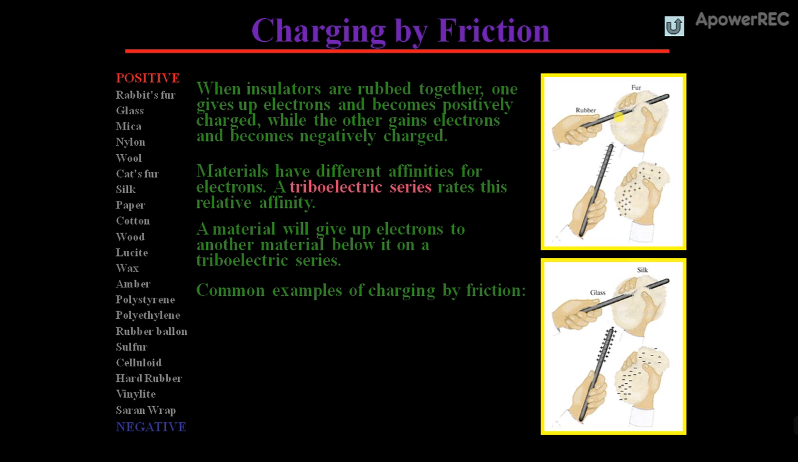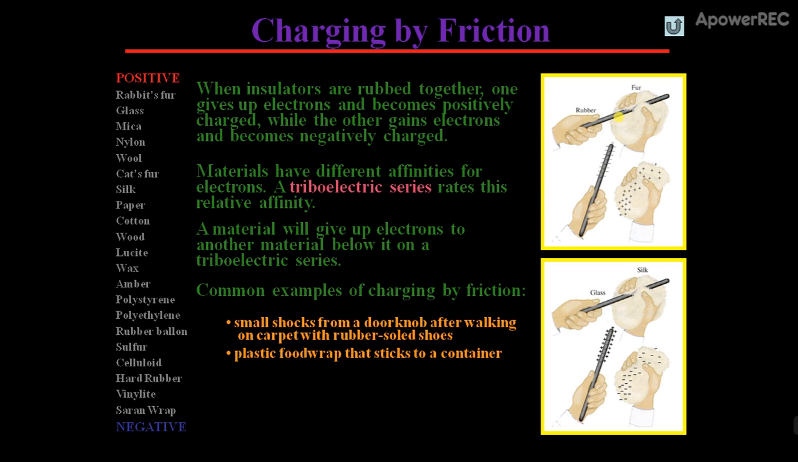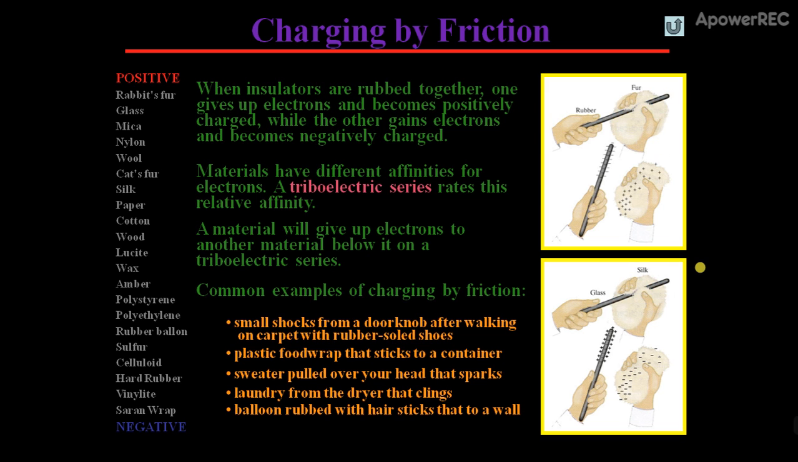Common examples of charging by friction: small shocks from a doorknob after walking on a carpet with rubber sole shoes, and plastic food wrap sticking to a container. When a sweater is pulled over your head, the sparks that come are an example of friction. Laundry from the dryer that clings is also an example of the frictional force which charges the surfaces. When you rub a balloon with hair, it sticks to a wall because of the charges produced.